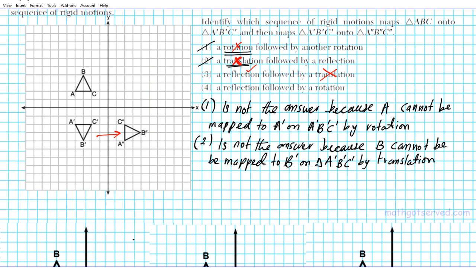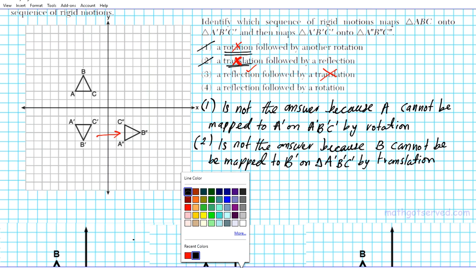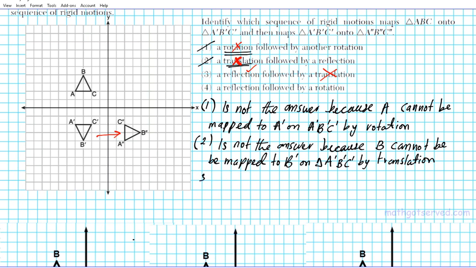So let's write down why. Option 3 is not the answer. Why is 3 not the answer? 3 is not the answer because, let's see.